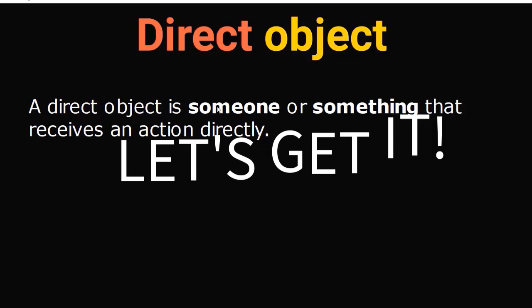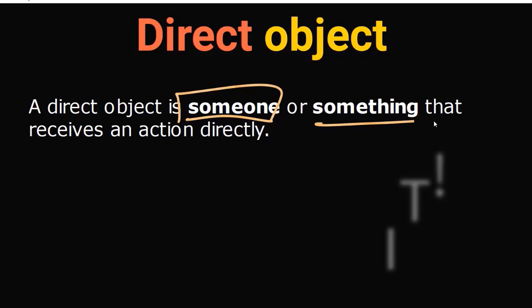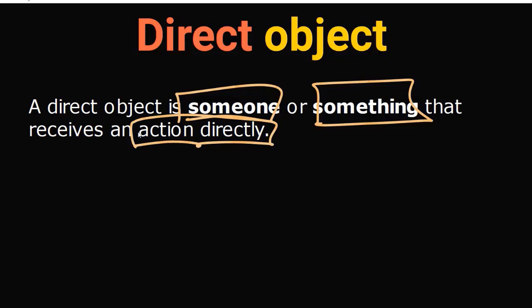So guys, a direct object is someone, that is a person, or something, that is a thing, that receives an action directly. So a direct object is basically a noun or a pronoun that receives an action directly. That is what a direct object is, right? It is something or somebody that the action is acted upon. And when I say the action directly, the action doesn't have to be dynamic, it can be stative as well, right? So it can be a dynamic action or a stative action, but the direct object is going to receive it. All right, let me show you some examples of direct objects.